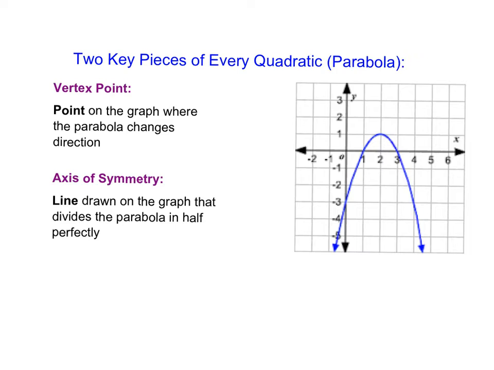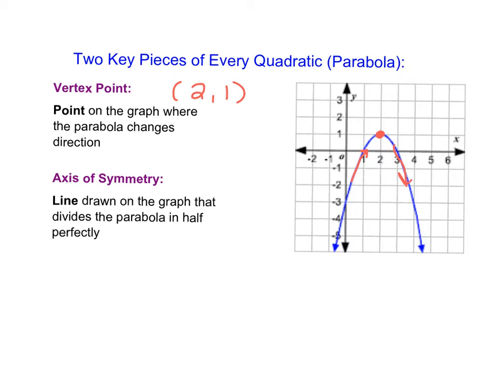changes direction. So if you notice carefully, there's a part of the graph where the parabola is going up and a part of the graph where the parabola is going down. And what happens is there is a point of change where this direction actually changes, and that is called our vertex point. So in the parabola that you see on the screen, our vertex point is going to be the point x is 2, y is 1, because we can see at that point we change from the graph going up to the graph going down.